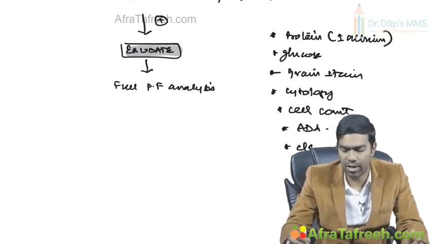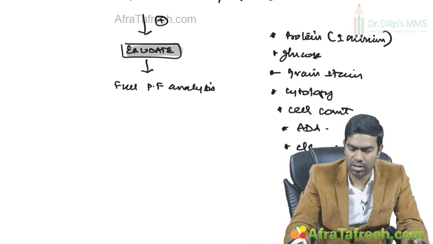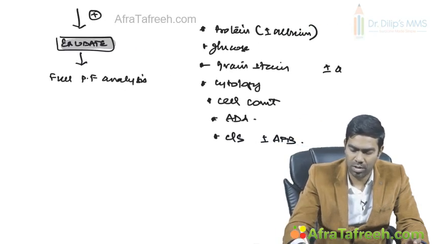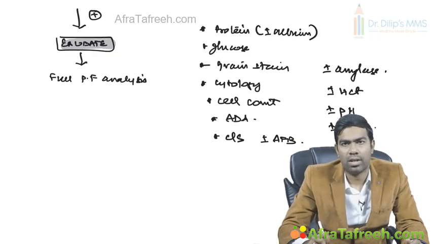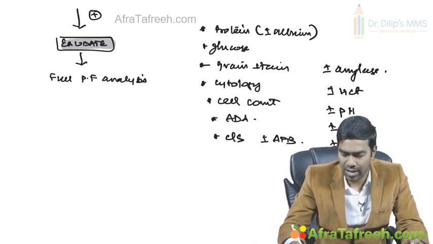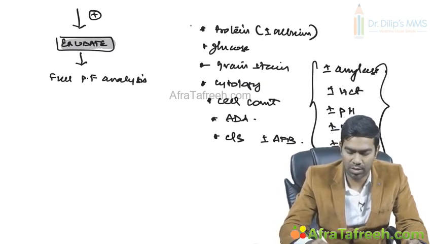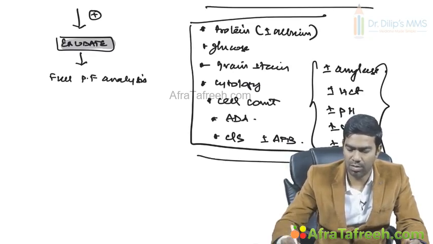You have a lot of additional panel also. For example, in special cases, you can do amylase if you're thinking about GI causes. You can do a hematocrit if you want. You can do a pH. You can do LDH. Clear? A lot of things. You can do even a creatinine. These are optional things, but this should be the standard one. Clear? So the entire thing will come under the full pleural fluid analysis.